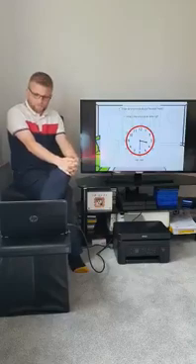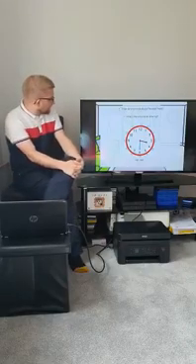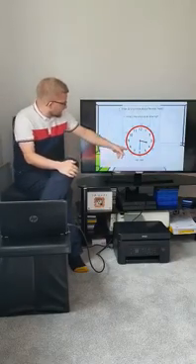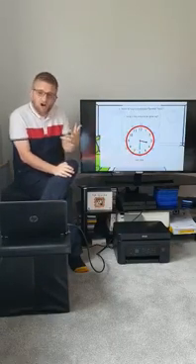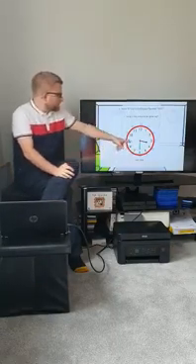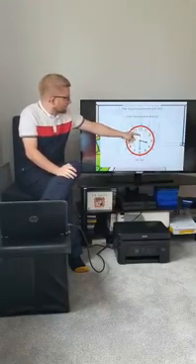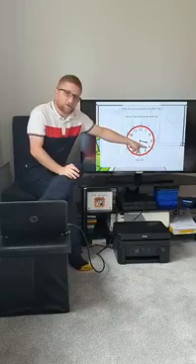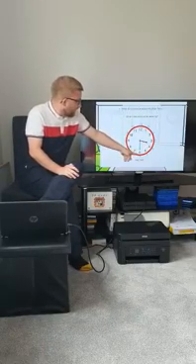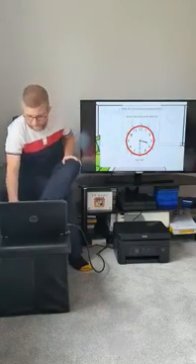Now let's have a look at this one. So let's have a look at the big hand first. You can see it's pointing down at the 6, so it's half past again. And let's look at our small hand. We've gone past the 1, past the 2, past the 3. We've not gone past the 4 yet. So it's half past 3.